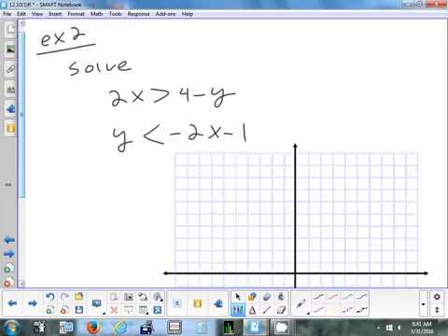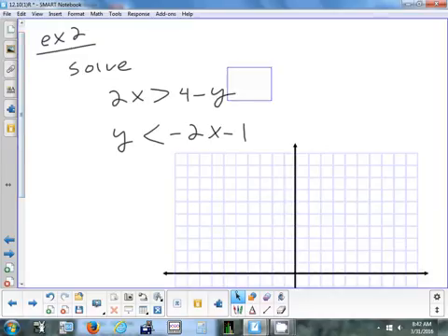Okay, and then after we finish this one up, we're going to give you guys some time to work on some reference sheet stuff in class. Who can tell me what's wrong with the top inequality? Y is not by itself. You have to add. Yep.